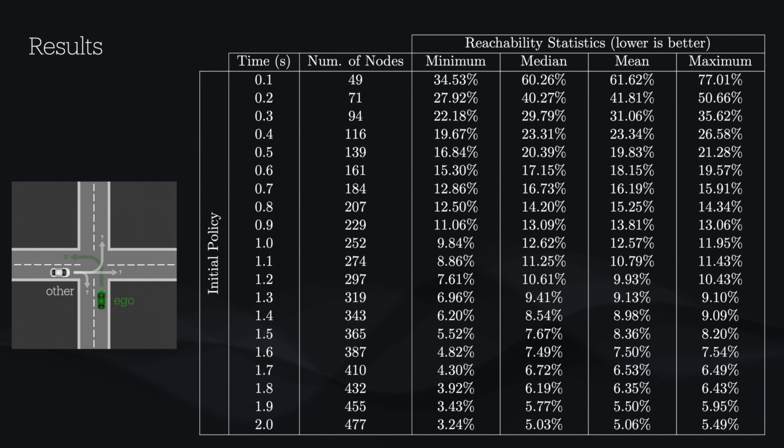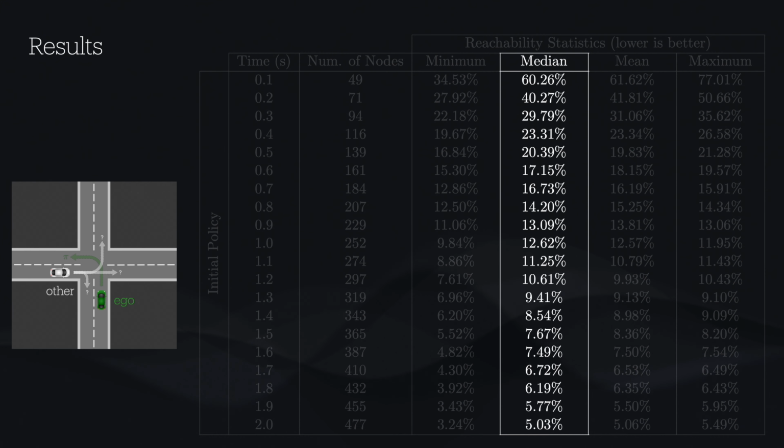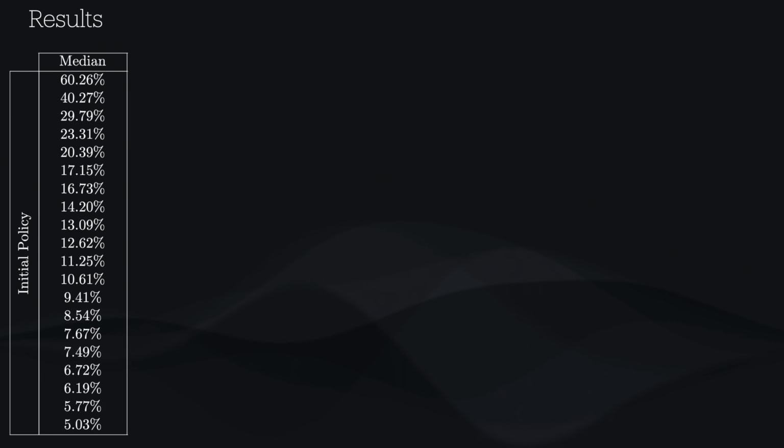But here, I want to specifically focus on one specific column, which is the median here. As you can see, as we are going more backwards in time, the probability of crashing decreases. And this makes sense because you have now more time to save the situation before a collision. And this is the initial policy that we first had when we constructed our tree initially.